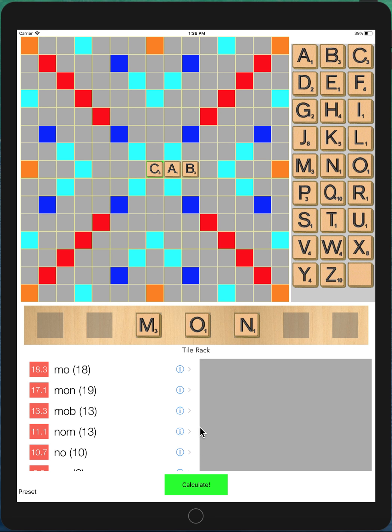So I programmed this in Objective-C, which is for iOS devices. I broke up the project into three main components: the board, the rack, and the solver, which all interact together to make these answers down here.